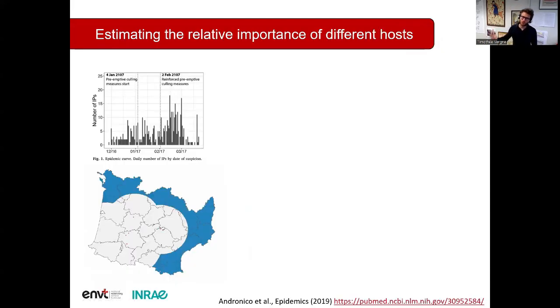Then, during the 2016-2017 epidemic, which I repeat was the first big epidemic of HPAI in France, there was a lot of uncertainty about the role of the different species and the different hosts. So the epidemic of HPAI in France was modeled using a spatial, mechanistic model that tried to reproduce both the time series of the number of outbreaks reported, which is the figure on the top, and the spatial pattern of the transmission, which are the red dots appearing on this figure.